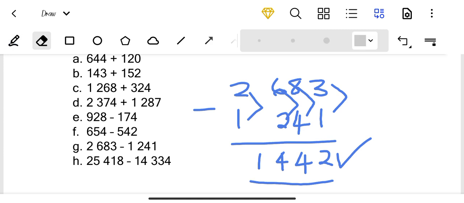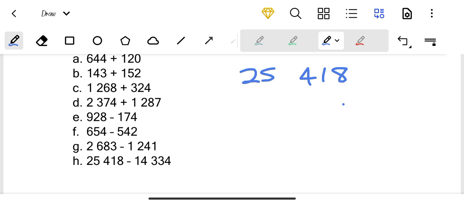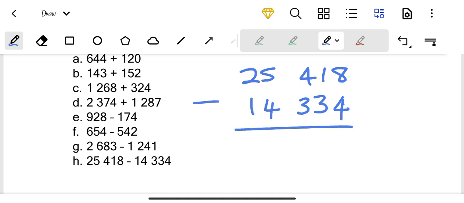So jumping to H. Beautiful numbers there. So we have 25,418. We have 4, 3, 3, 4, 1 over, and then minus there. So what do we do? 8 minus 4, we get a 4. 1 minus 3, very impossible. What do we do? We come to the neighbor. Can I borrow? So here you're going to remain with 3, and then you're going to carry 1 there.